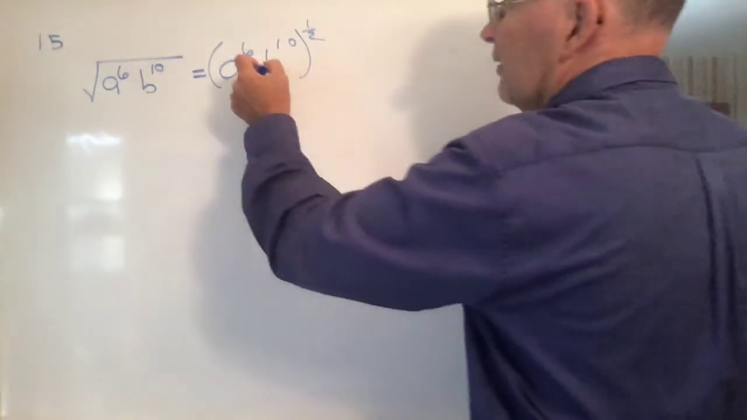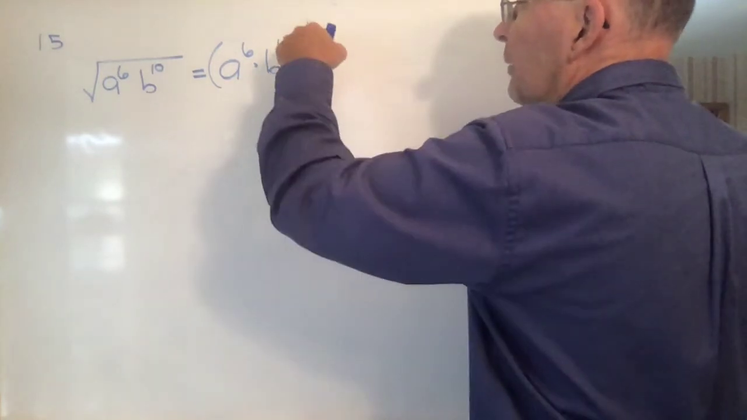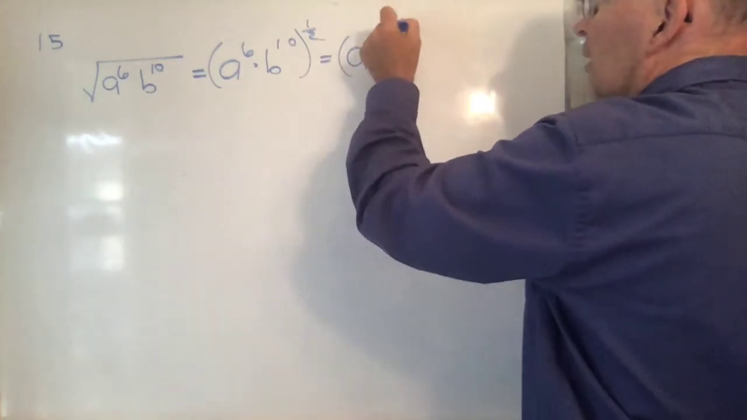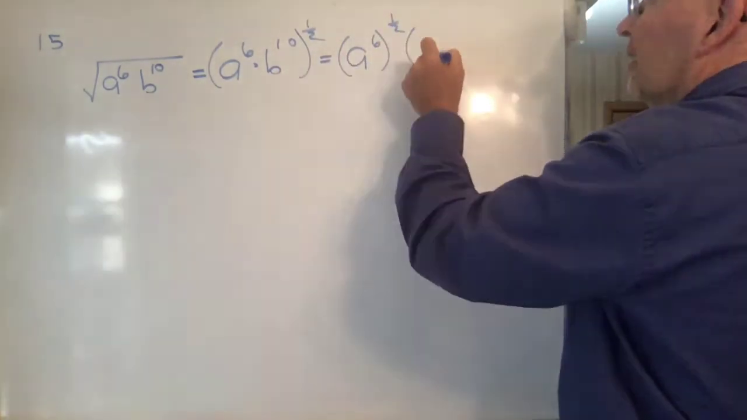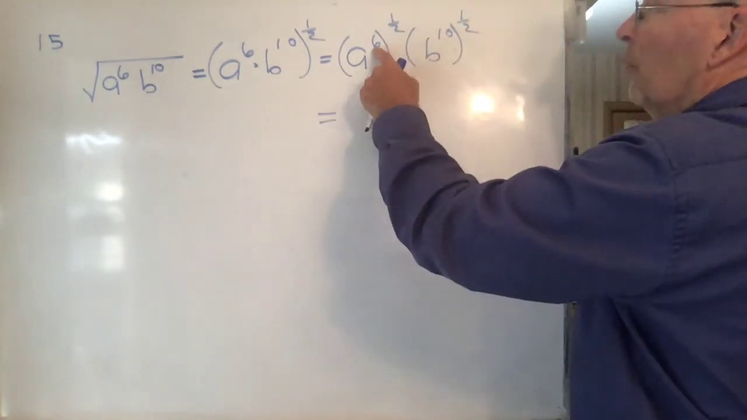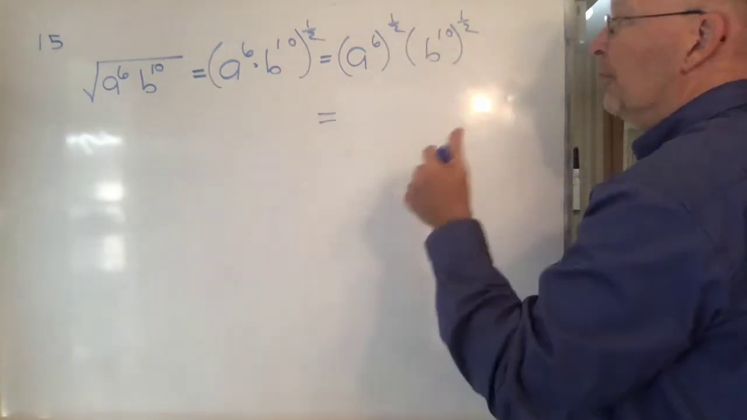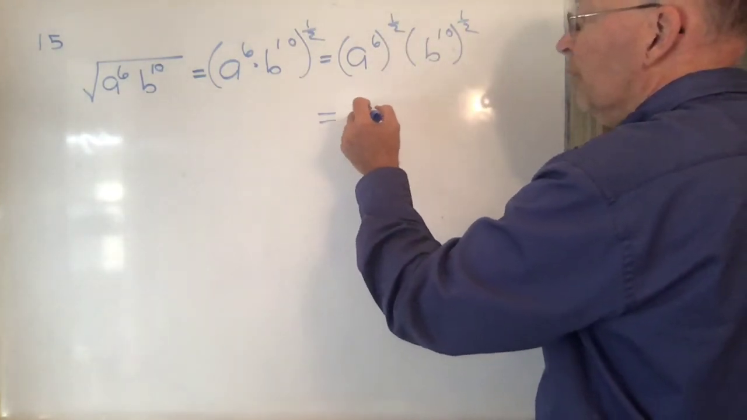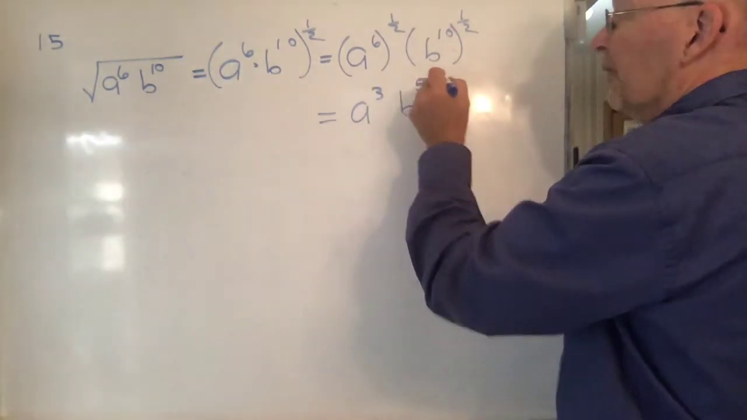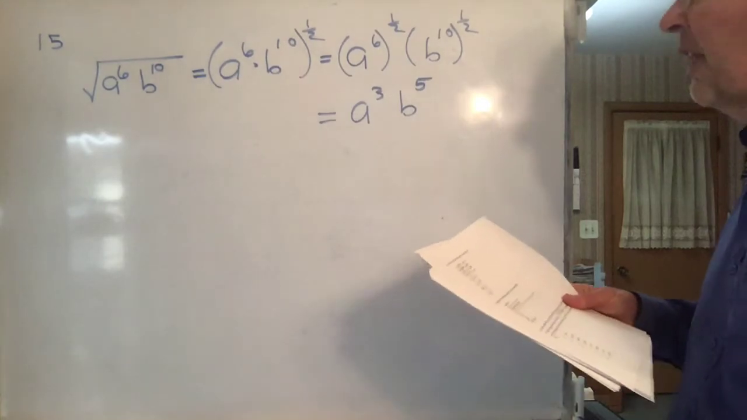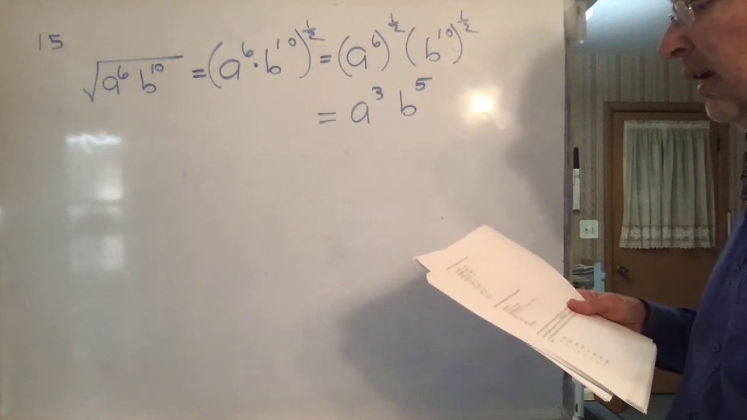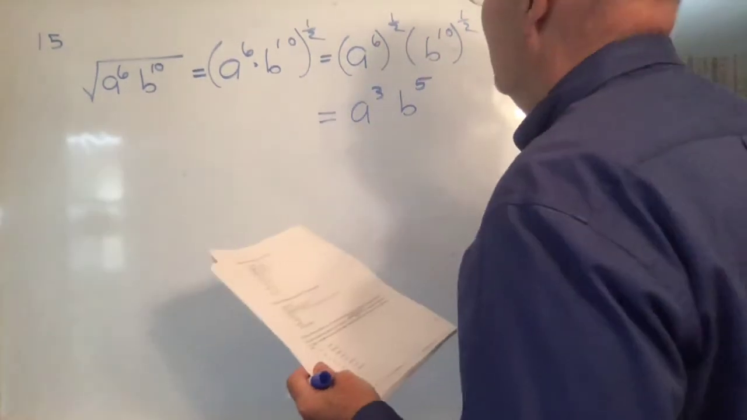And when you take the product of things to the 1/2 power, or to any power, you can just take this thing to that power times this thing to that power. And finally, when you have one power raised to another power, you just multiply them. So that's going to be a to the 6/2, which is a cubed. And this is going to be b to the 10/2, which is b to the 5th. So that should be the right answer, and that's what the test claims. So that one is correct.